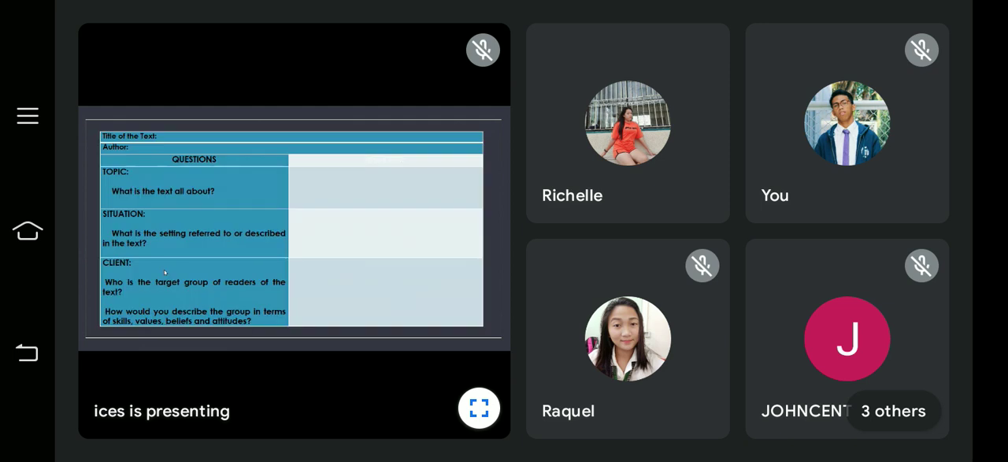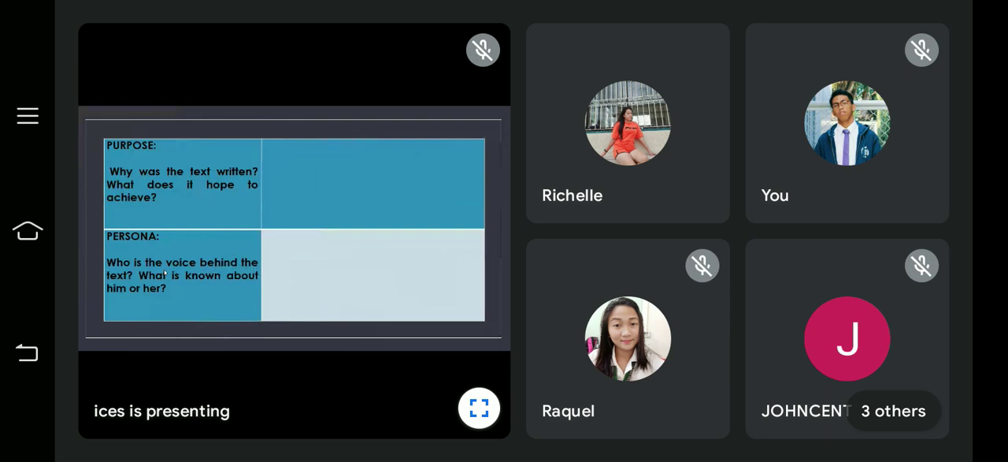Next slide, please. All right, you will be writing the title of the text, who is the author, and then the topic: what is the text all about; the situation: what is the setting as described in the text; and the client: who is the target group of readers of the text. Next slide, please. And second to the last, the purpose: why was the text written? What does it hope to achieve, or its goal or aim? And the persona: who is the voice behind the text, and what is known about him or her.